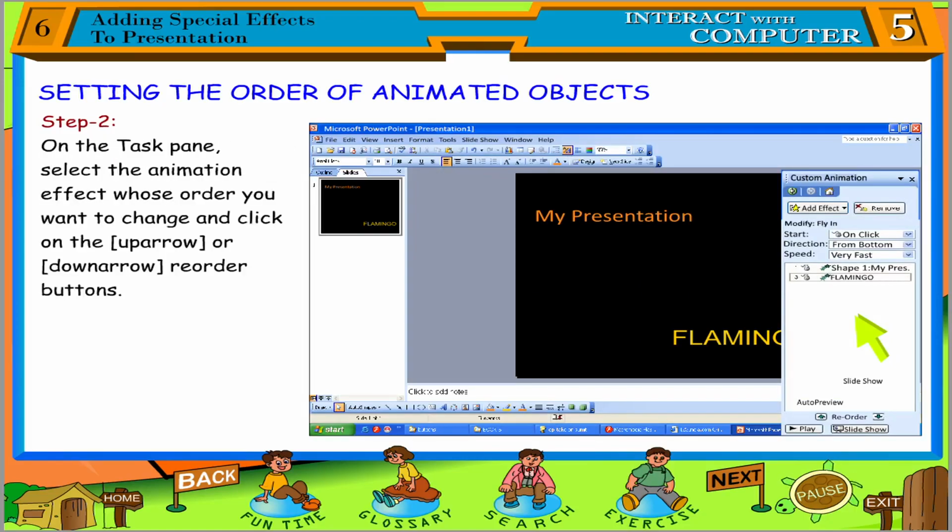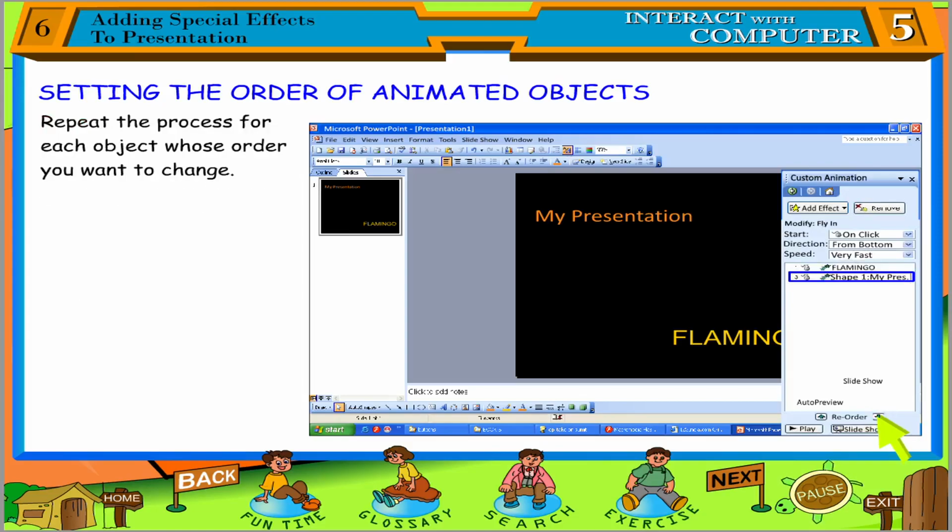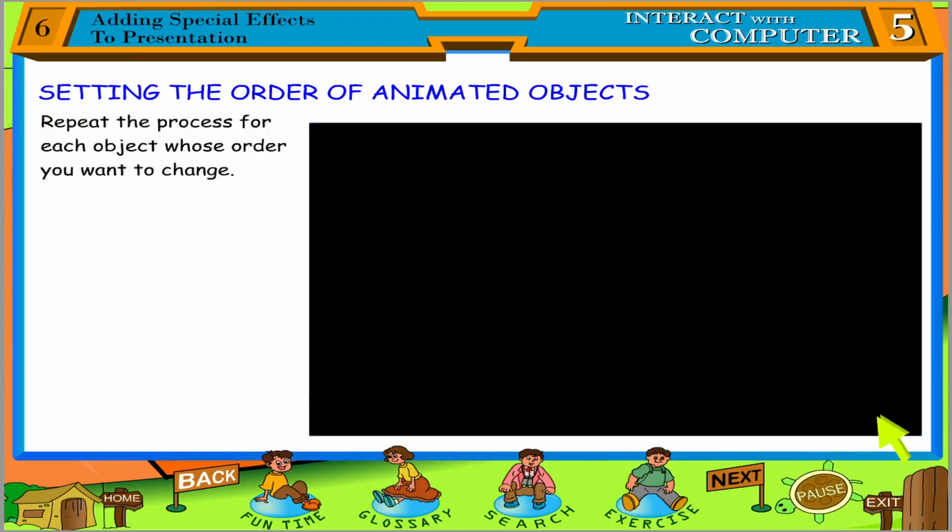Step 2. On the task pane, select the animation effect whose order you want to change and click on the up arrow or down arrow reorder buttons. Repeat the process for each object whose order you want to change.